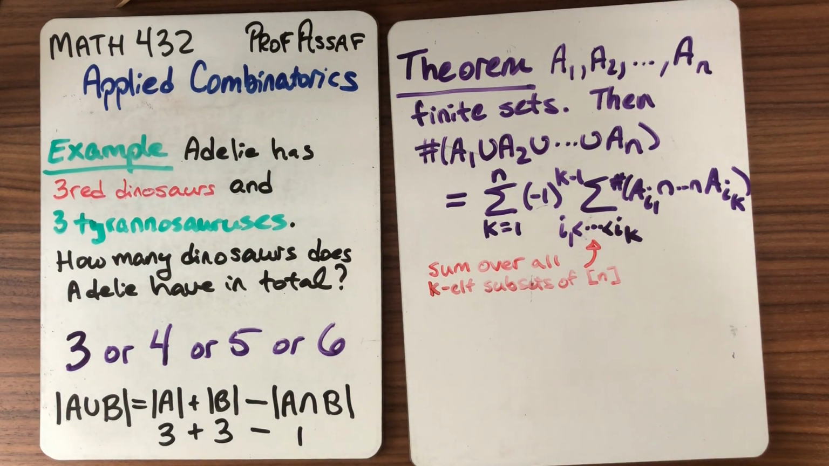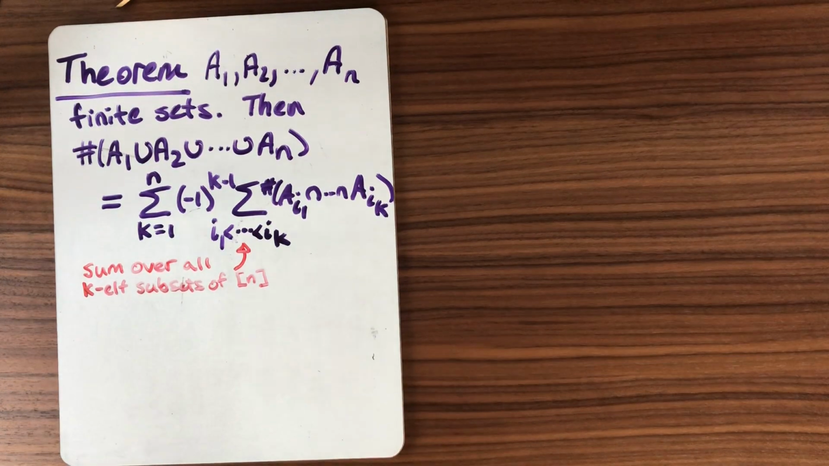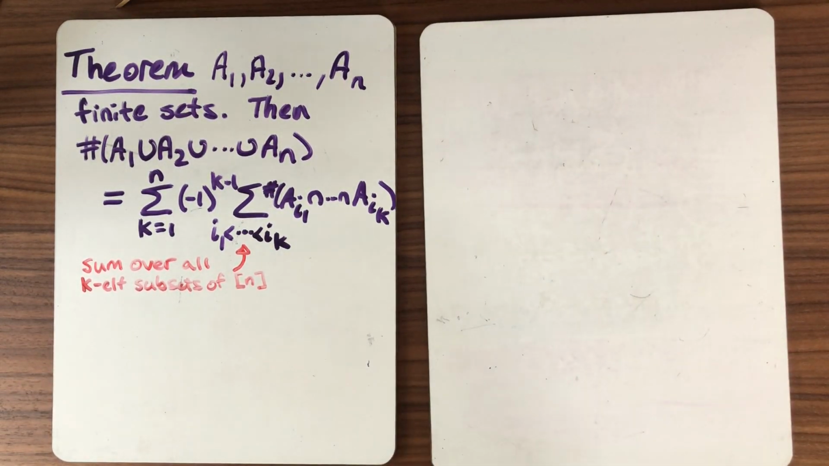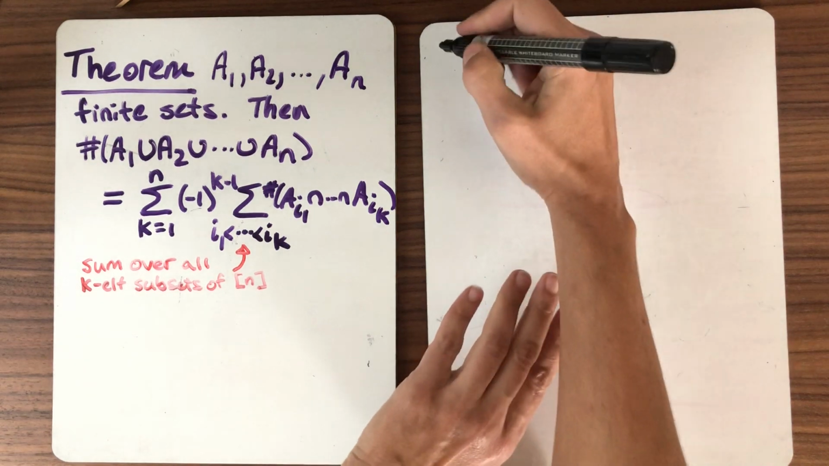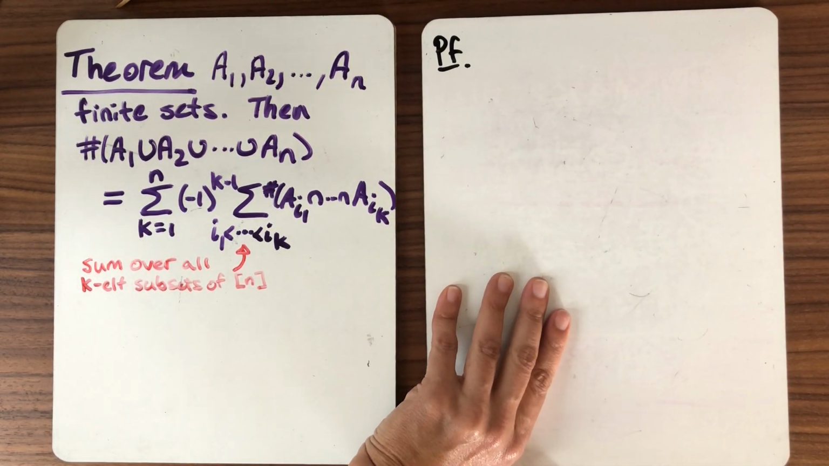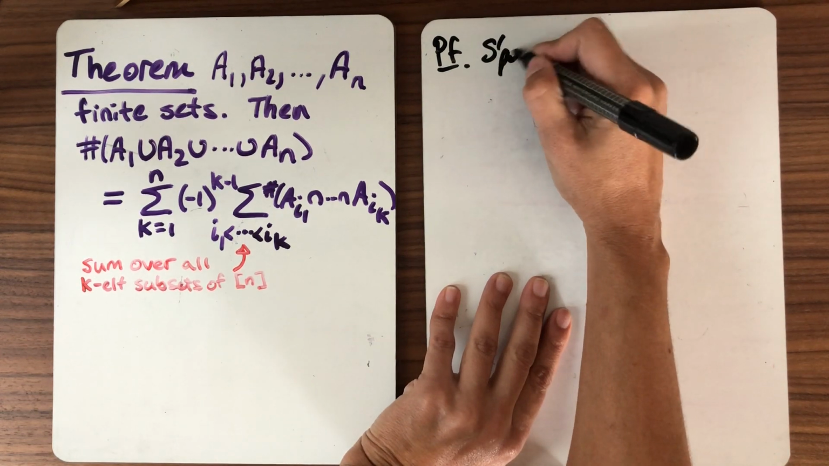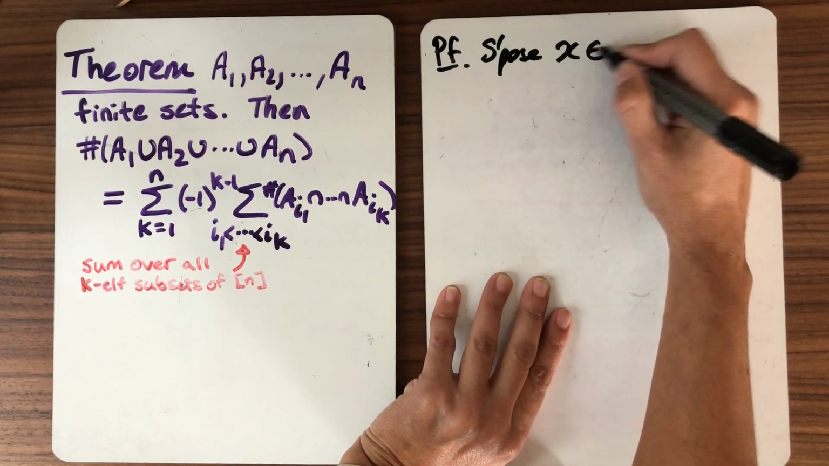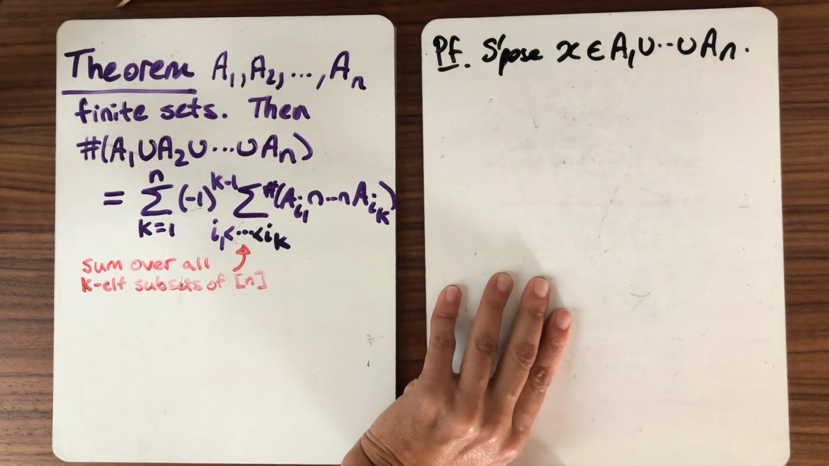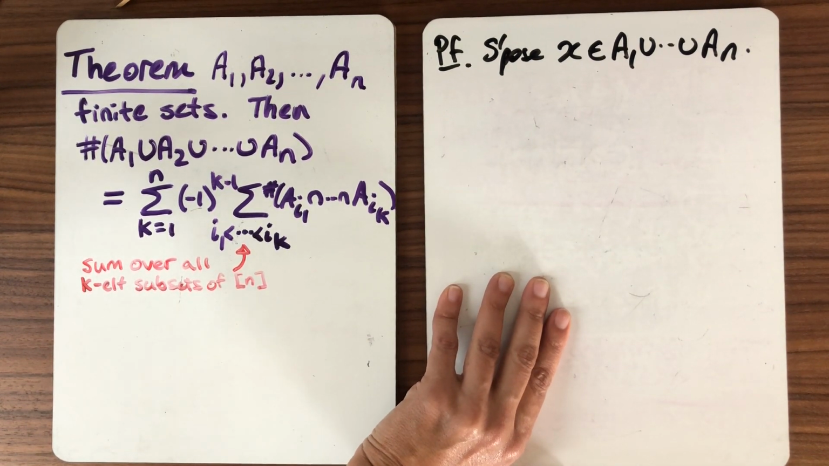Okay, let's think about why this is true. We want to give a proof of this statement, of course. So how does this work? Well, it comes down to dinosaur counting again. I want to make sure that I count everything exactly once. So here's the proof. I want to think about an element. Suppose that x is in A1 union all the way up to An. Think about that element x. How many times does x get counted in this summation?